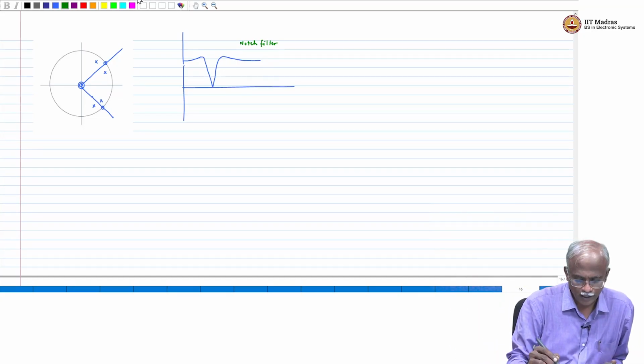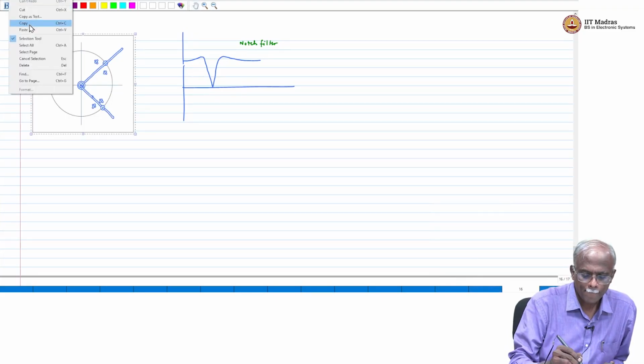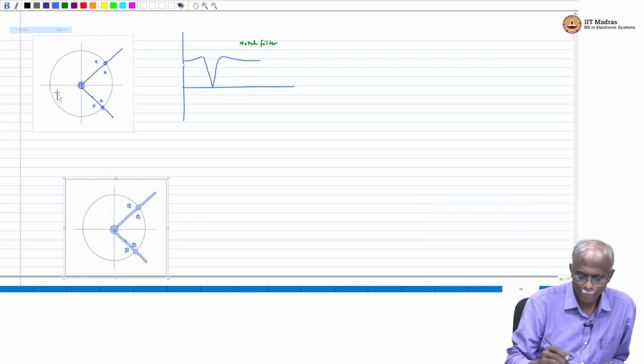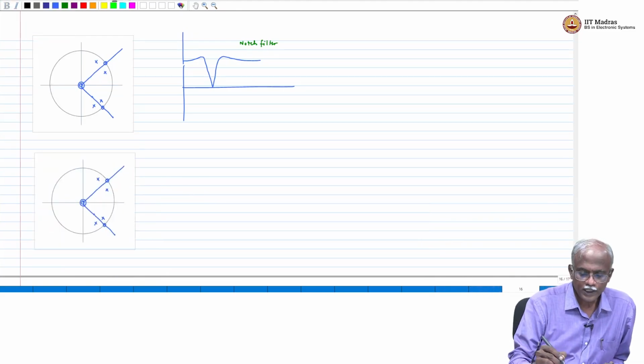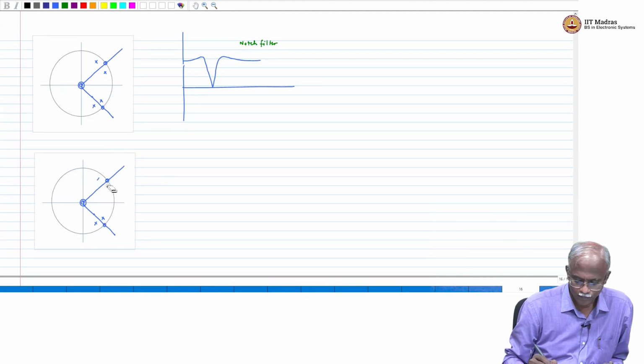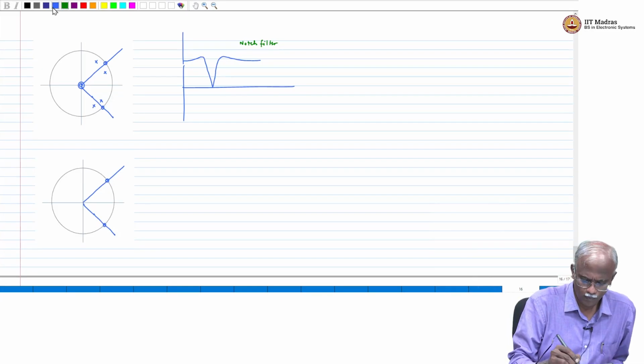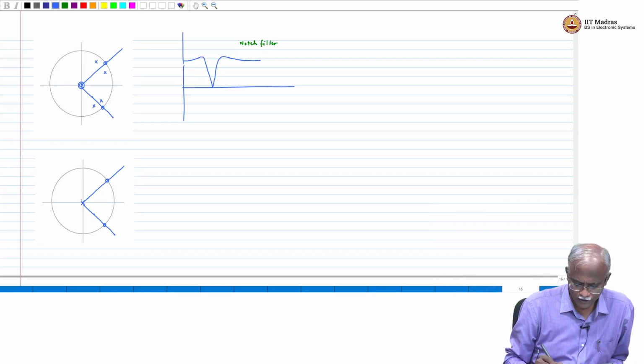Now the same figure. Let's take this figure. Supposing I had removed the poles. No pole here, no pole here. What is the response? Nothing at the origin. Two zeros, so compensatory, there should be two poles at the origin. Let me use a different color. These are the zeros, and there are two poles at the origin. Now sketch this.